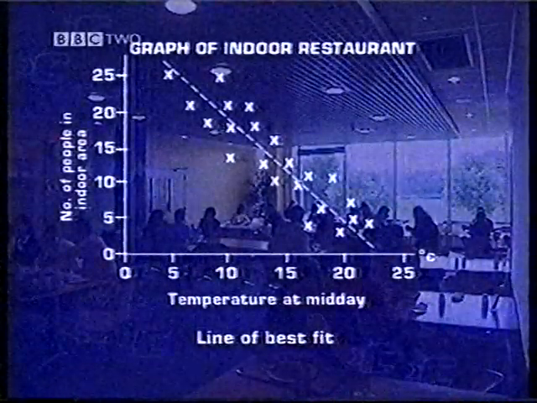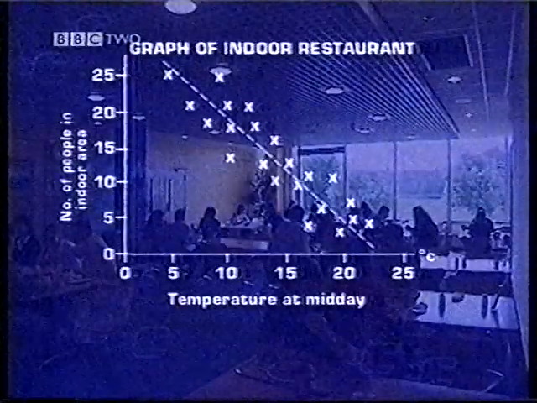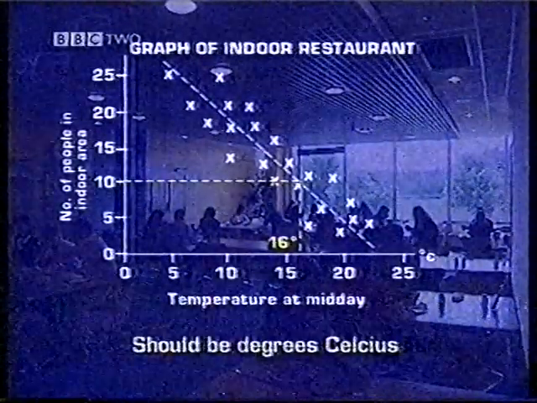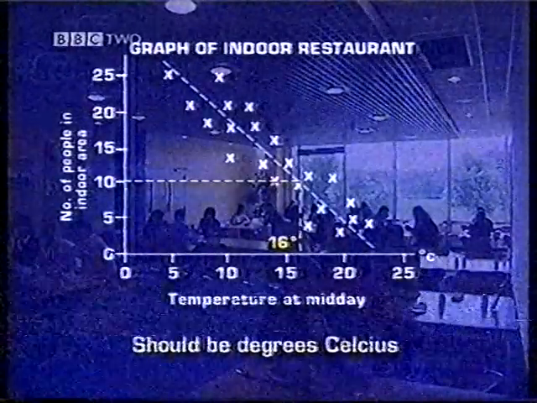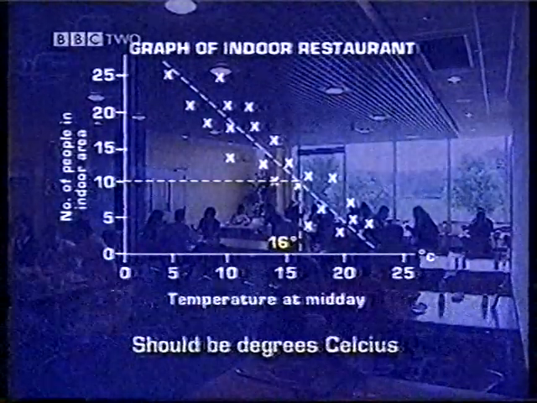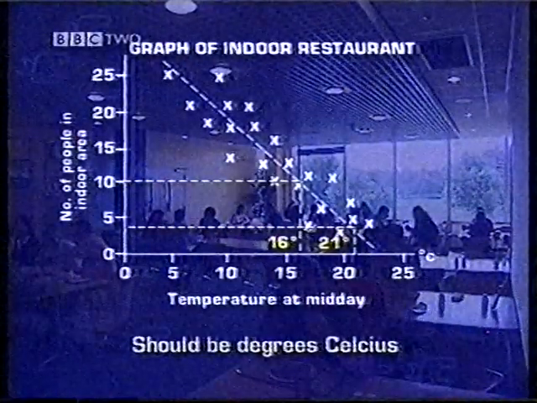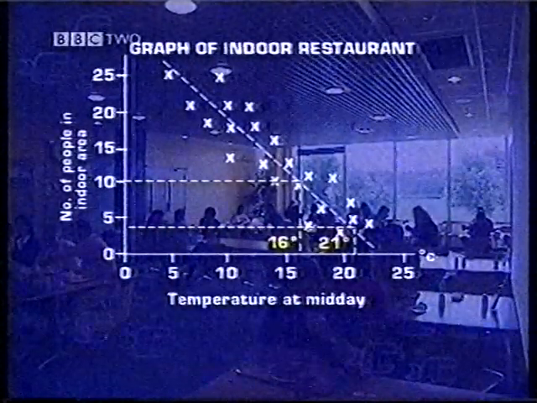We can use this line of best fit to make some estimations. When the temperature is 16 degrees centigrade at midday, we can estimate that there will be 10 people in the indoor area of the restaurant. And when the temperature is 21 degrees, then we can estimate there'll be 4 people in the indoor area of the restaurant.